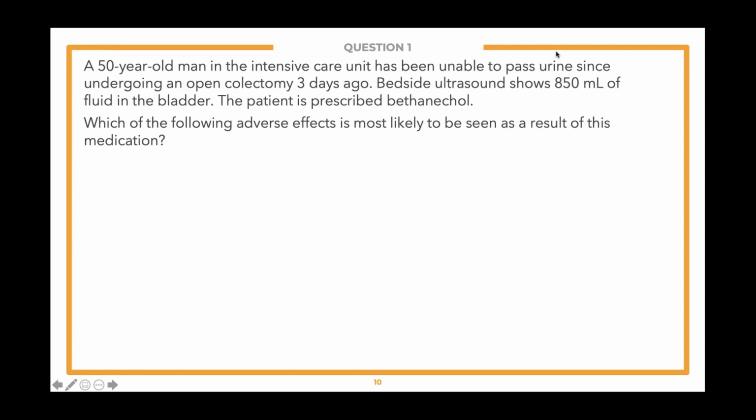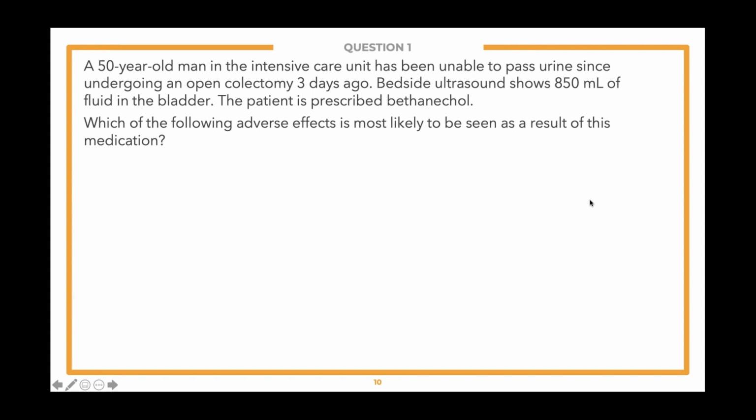Okay, so with that, then we go back, and now we can read the vignette. A 50-year-old man in the intensive care unit has been unable to pass urine since undergoing an open colectomy 3 days ago. Bedside ultrasound shows 850 milliliters of fluid in the bladder. The patient is prescribed Bethanechol.